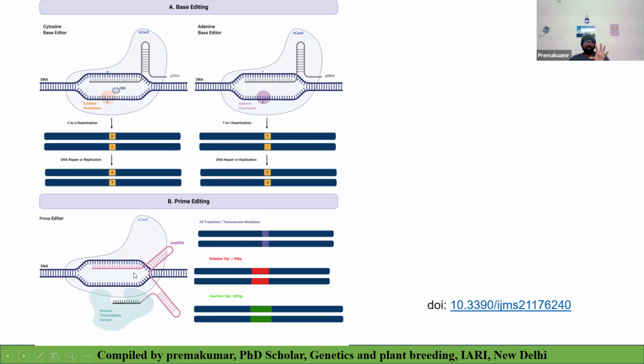I'm showing that part, the mechanism, in the video. Then you are introducing your desired edit. You can do deletion from one base pair to more than four base pairs, or insertion up to 80 base pairs with prime editing, but you can't do that in base editing and normal editing without providing any external template.